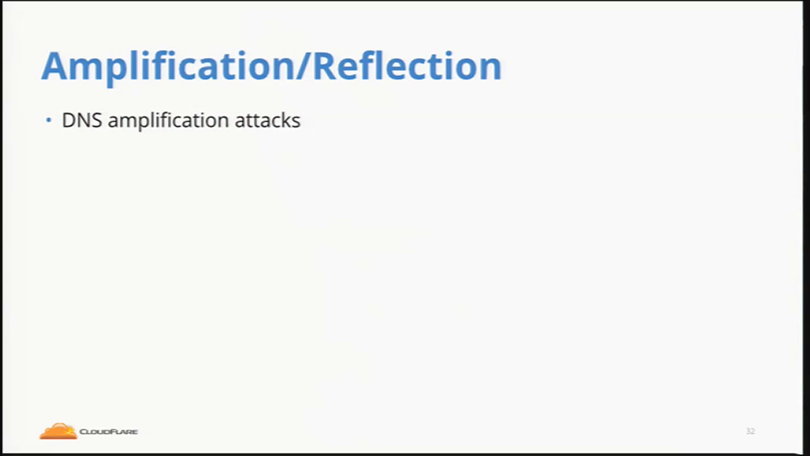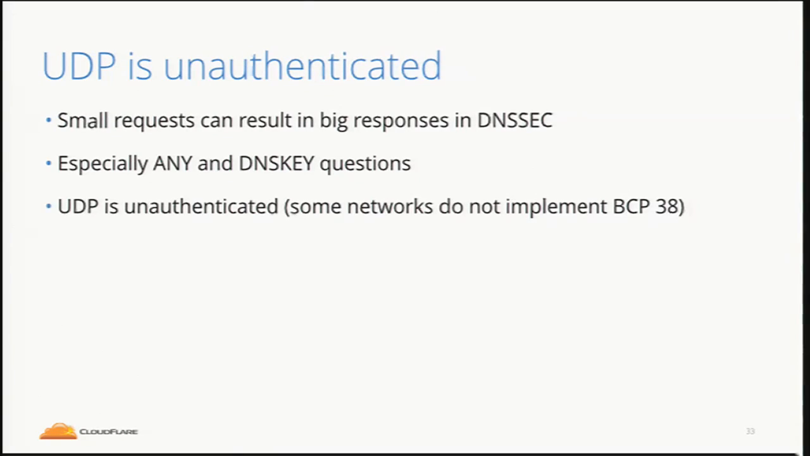But here's one that is potentially very bad. This is amplification reflection. Now, as I mentioned earlier, UDP is an unauthenticated protocol. You send one request and you get one back. Not all networks do egress filtering. So if you send a request from one network and you say you're from a different network, there are certain places where they don't filter that.